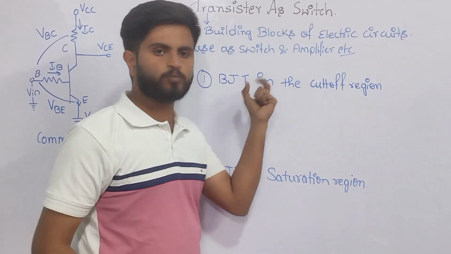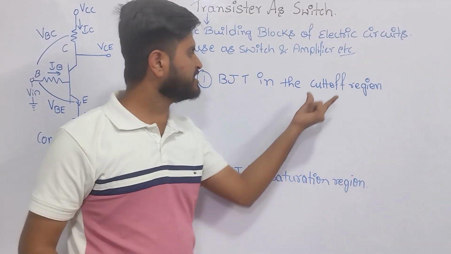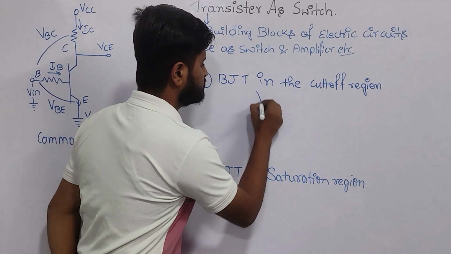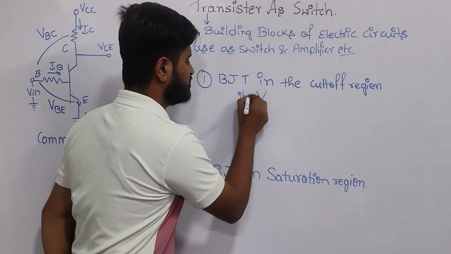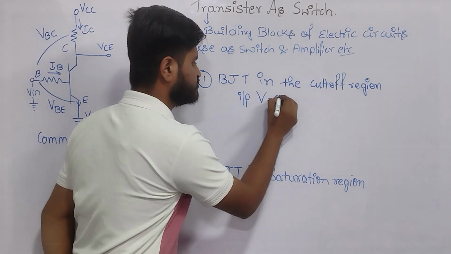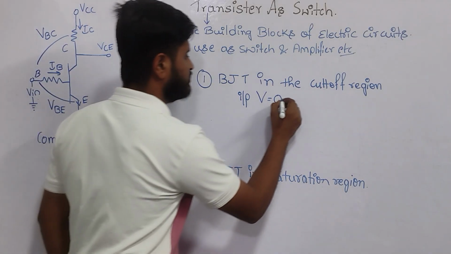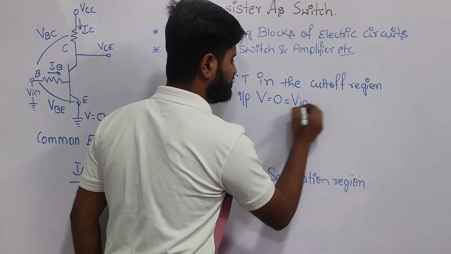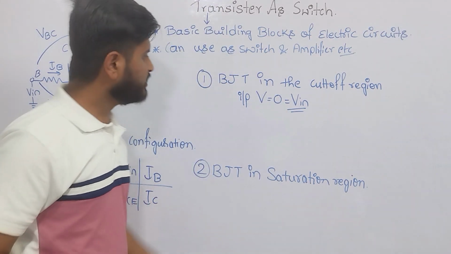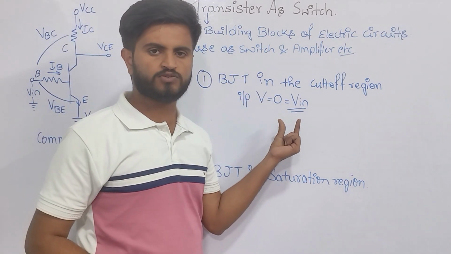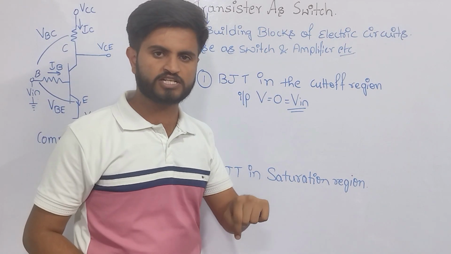When the bipolar junction transistor is in the cutoff region, the input voltage will be equal to 0. Here, what is my input voltage? Vin. So the Vin value will be equal to 0. When the voltage value is equal to 0, will there be any production of current?